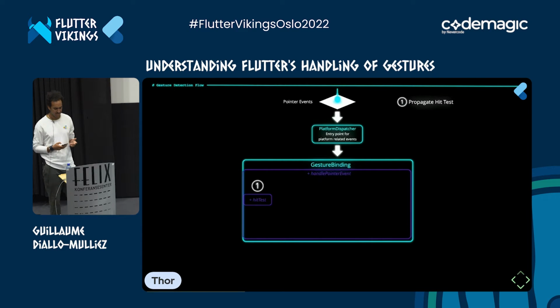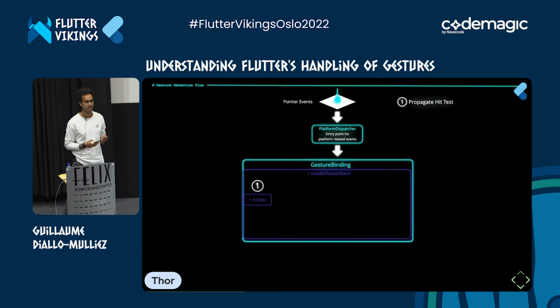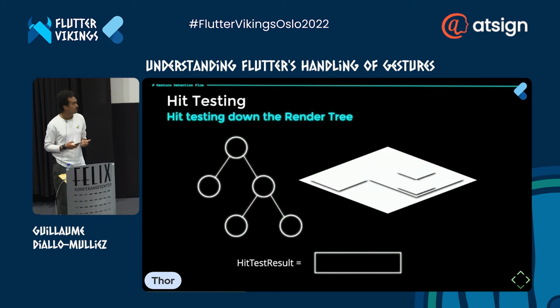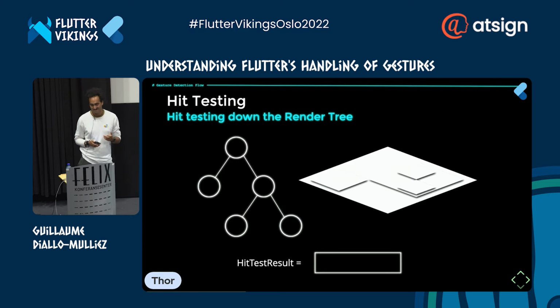So the first thing it does is to perform a hit test. So a hit test is a test to understand which widgets on your screen are actually hit by a pointer event. So let's see how it goes. This hit test happens in the render tree. So you probably know that there are 3 trees in Flutter. You have, if you've seen the talk of Craig earlier, for example, the widget tree, the element tree, and the render tree, where render objects live.